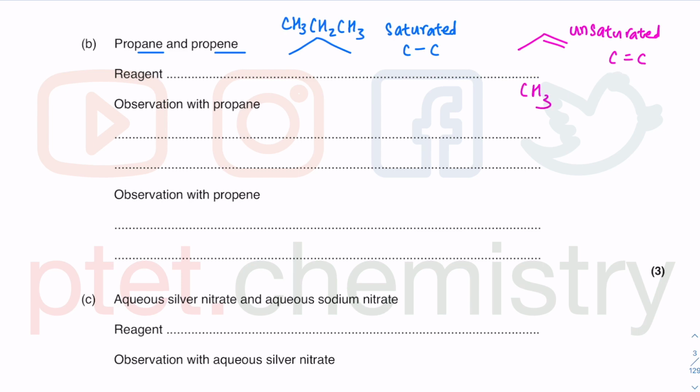Carbon forms 4 covalent bonds, so this is the skeletal formula. I've shown 1, so there are 3 hydrogens there. Carbon forms 4 covalent bonds, there is 1, 2, and 3, so there's 1 hydrogen there. And this is the double bond, and carbon forms 4 covalent bonds, 1, 2, so there are 2 hydrogens at the end there.